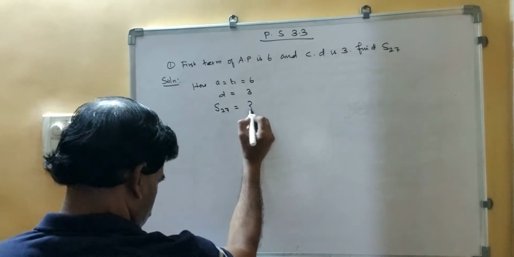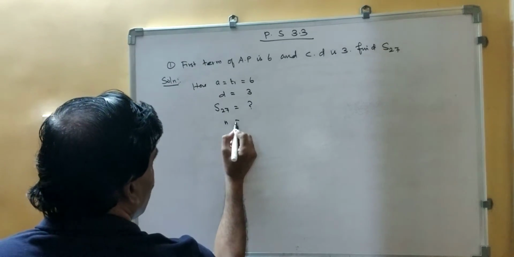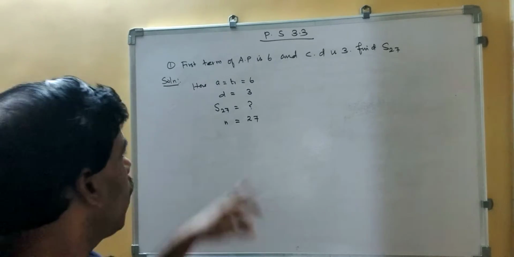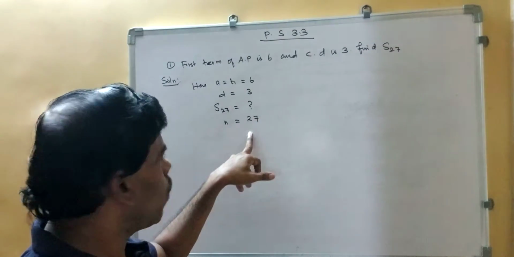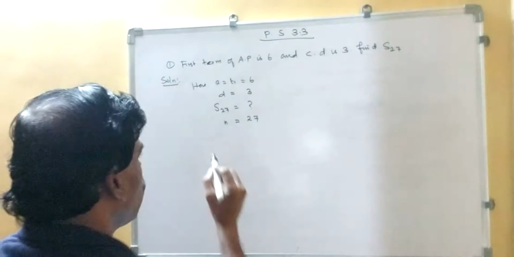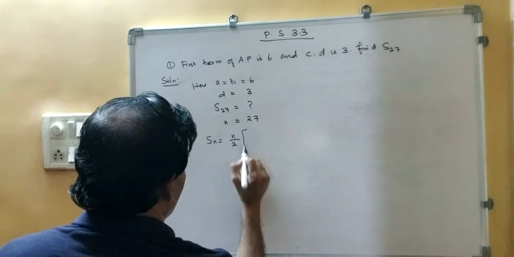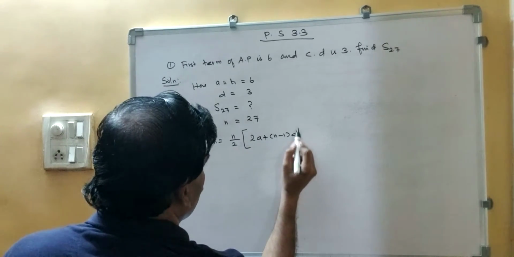S27. Now look at this. Here what is n? n equal to 27. So you know the value of a, you know the value of d, and you know the value of n. That's all. So Sn equal to n upon 2 into 2a plus n minus 1 into d.